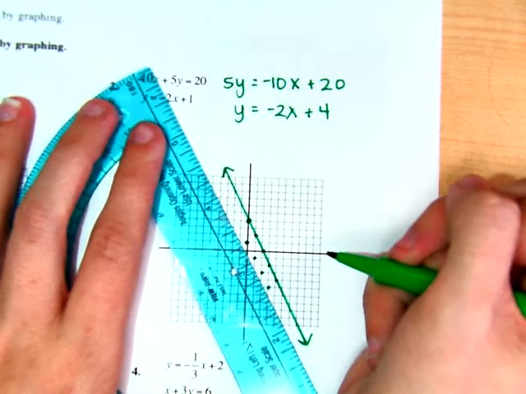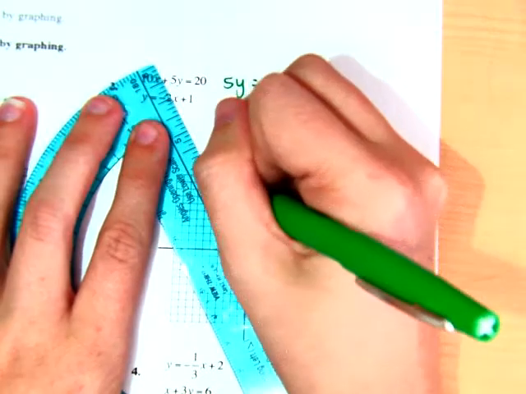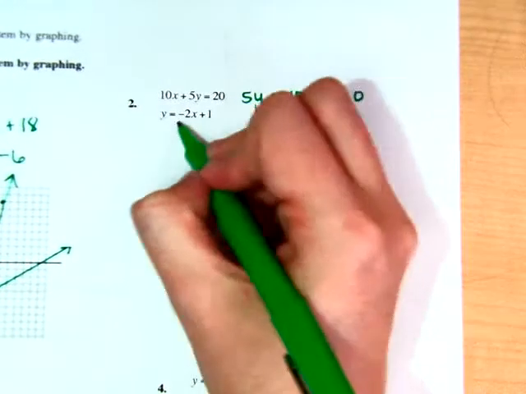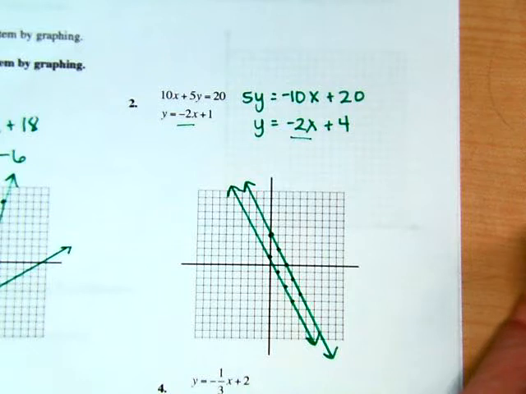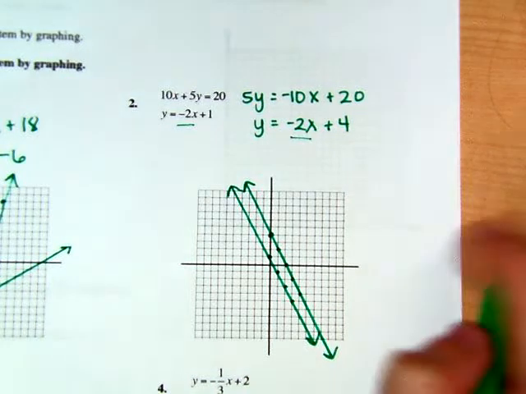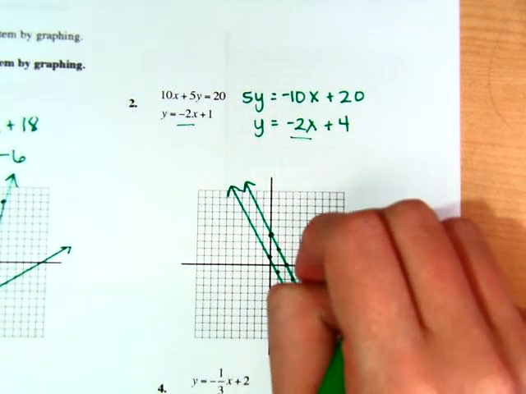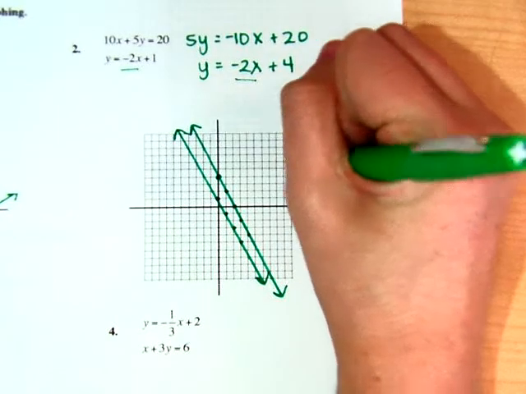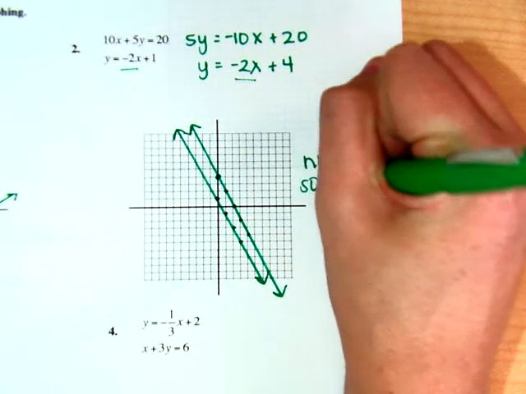What do you notice about these? Of course, right away you should notice they have the same slope. Both of these slopes are -2 and -2. So they're going to be parallel. So our solution here is where they intersect. Well, parallel lines never intersect, so this one would be no solution.